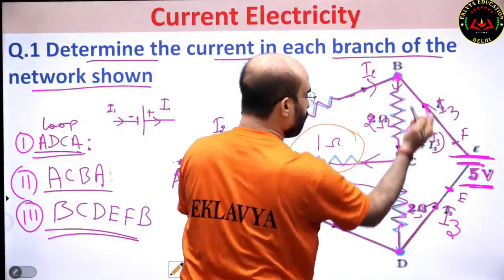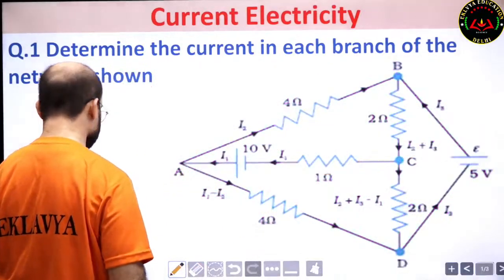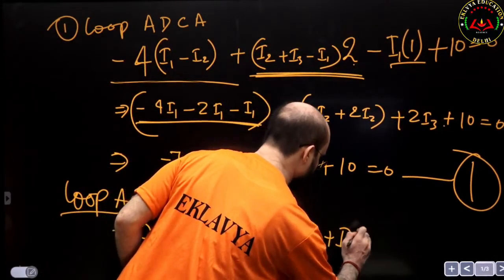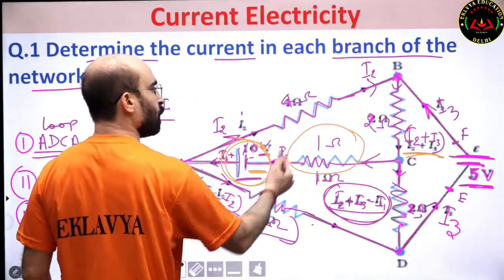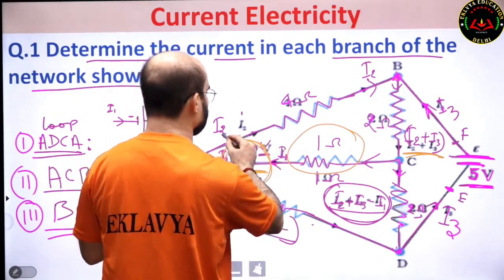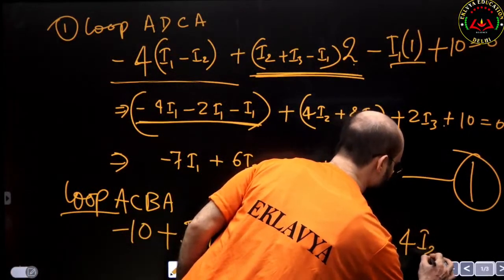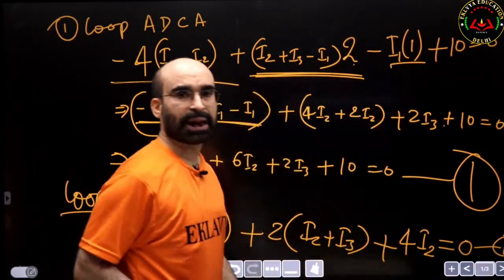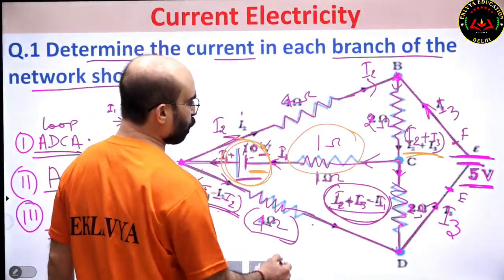From C to B, we are moving opposite to the direction of current, so plus 2 of I2 plus I3. Again, traversing from B to A, opposite to the direction of current, so plus 4I2. This equals 0. So this was another equation, and you can simplify that. Next we have the third loop.